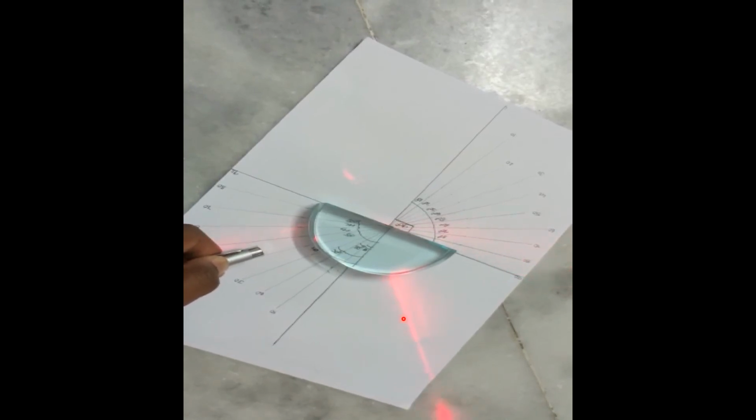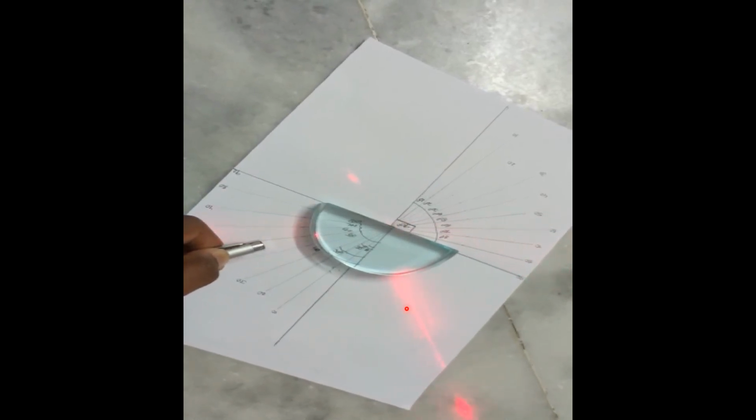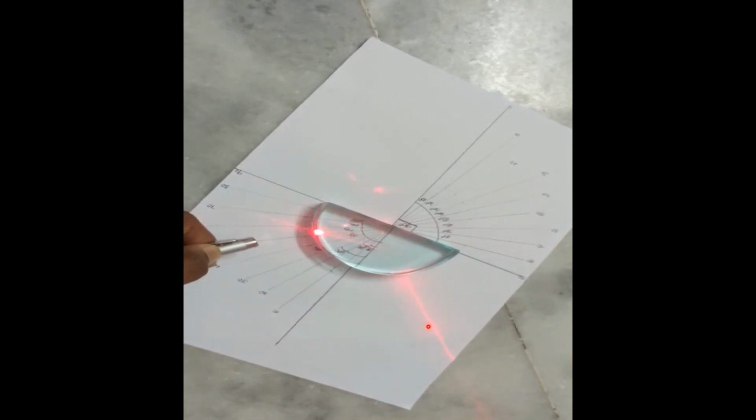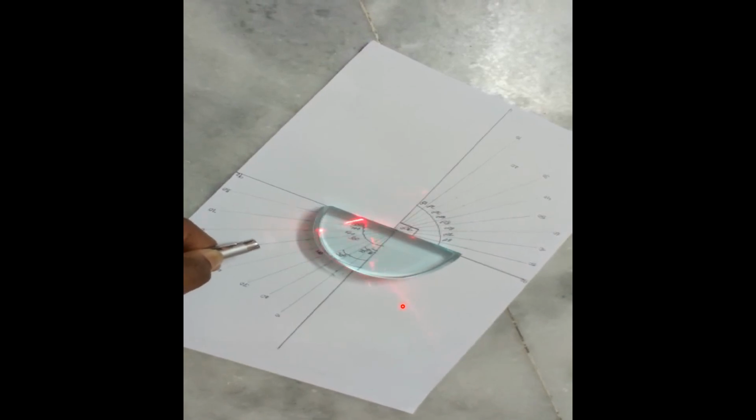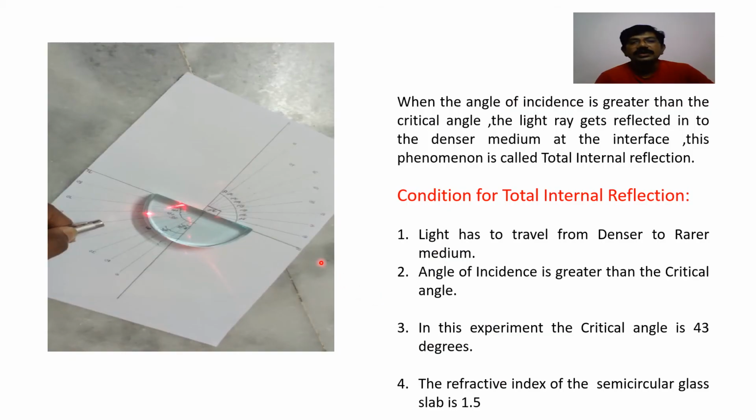This phenomenon is known as total internal reflection. Why? Because the ray reflects back into the denser medium. Observe this one. If you go on increasing the angle of incident beyond the critical angle, so what do you mean by total internal reflection? When the angle of incident is greater than the critical angle, the light ray gets reflected into the denser medium at the interface. This phenomenon is called total internal reflection.